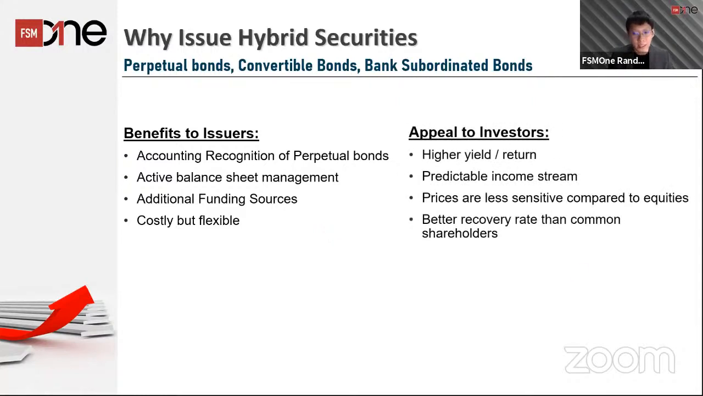From the investor standpoint, it can be quite straightforward. This kind of hybrid security gives them a higher return compared to normal senior bonds. Also, since it is still called a bond, the investors are still receiving regular cash flow from the coupon payment, and the bond price is less sensitive or less volatile in that case.